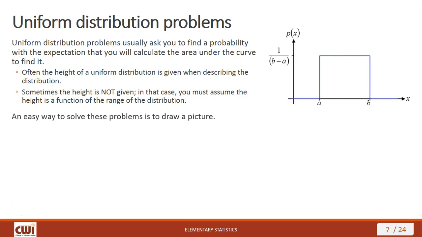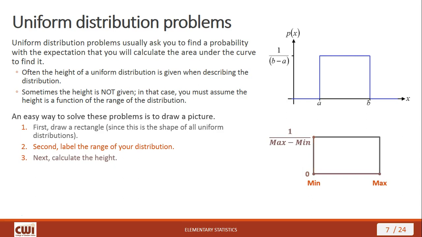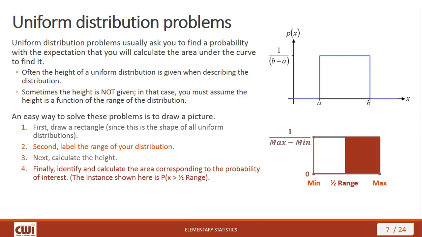I find an easy way to solve these types of problems is to draw a picture. So the first step I do is I just draw a simple rectangle. And then the next step is to label the range of the distribution with the max and min values on a horizontal axis. Next, I calculate the height, which, if it's not given to you in the problem, is going to be the reciprocal of the difference between the max and the min values that you use to label the range at the bottom of your rectangle. Finally, we calculate the area of interest.